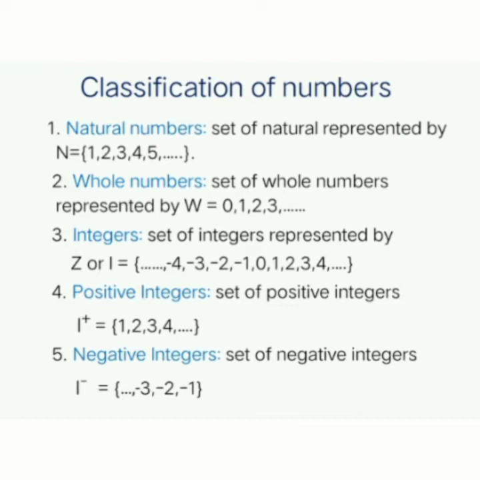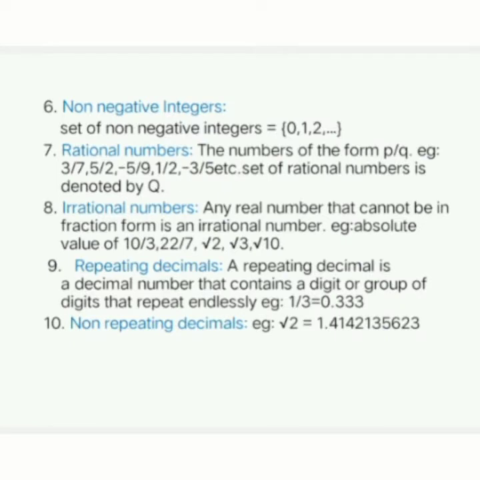Positive integers: the set I power plus is the set of all the positive integers. Positive integers and natural numbers are always synonyms. Negative integers: the set I power minus is the set of all the negative integers. 0 is neither positive nor negative. And so on is all the non-negative integers.